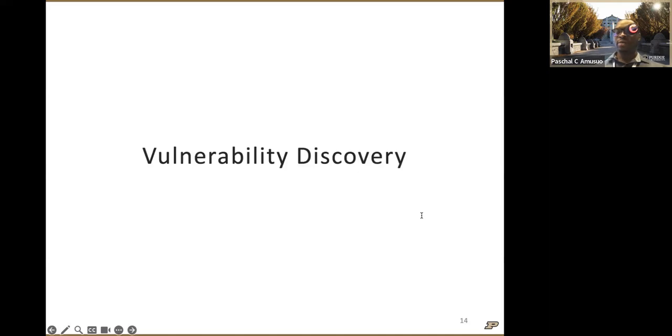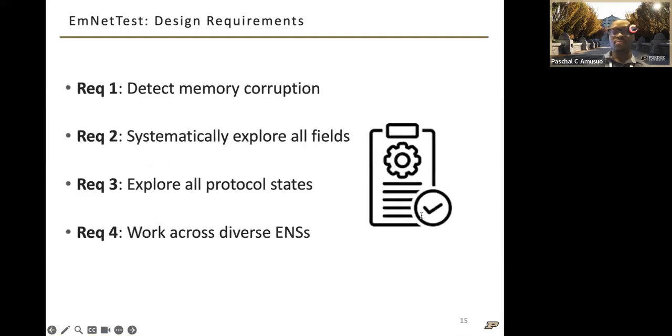So how can we detect them reliably? To aid our design, we identified the following 4 requirements. First, we should reliably detect memory corruption vulnerabilities. Because of the wide range of vulnerable fields and vulnerable protocol states, we should also explore all fields and all protocol states in the protocols we are testing. Also, because ENS has diverse characteristics and dynamic analysis involves interacting with the system under test, we should design a system that can work easily across all the various ENSs.